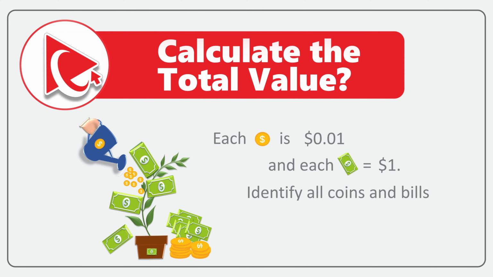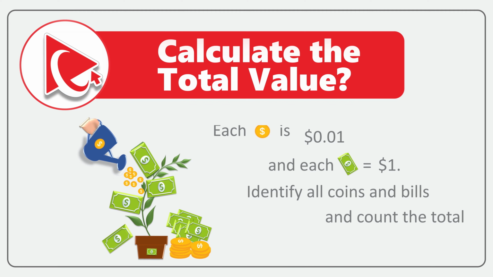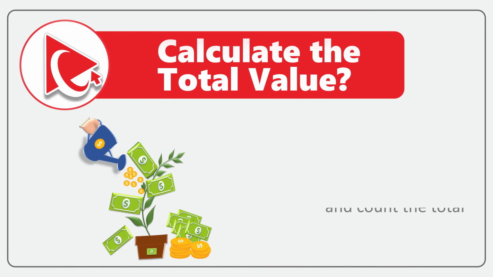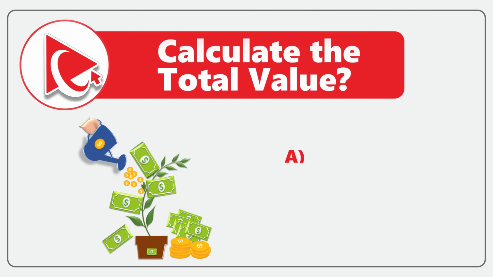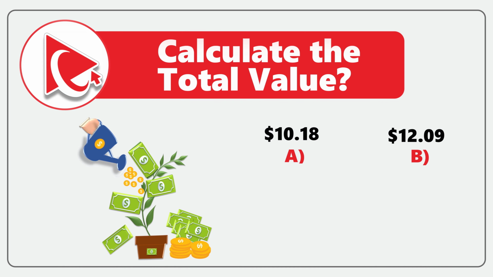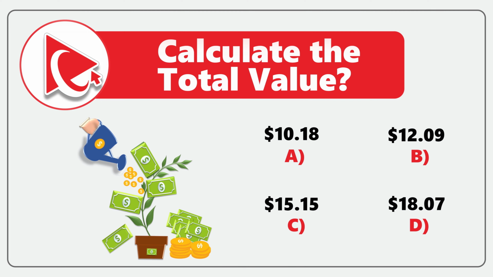You need to identify all coins and all bills and count the total value. Once you complete the calculations, please select 1 out of 4 possible choices. Choice A, $10.18. Choice B, $12.09. Choice C, $15.15. And last but not least, choice D, $18.07. Take a close look to see if you can complete the calculations.